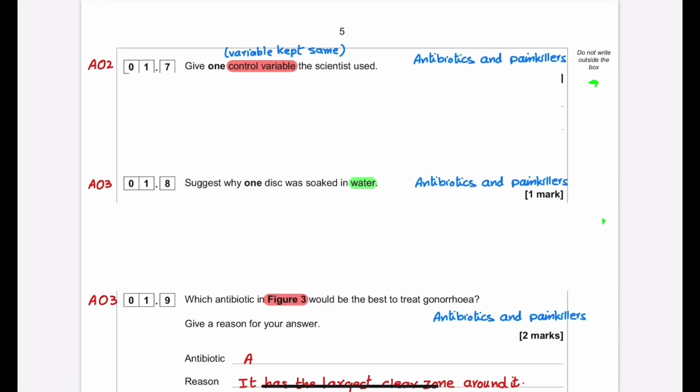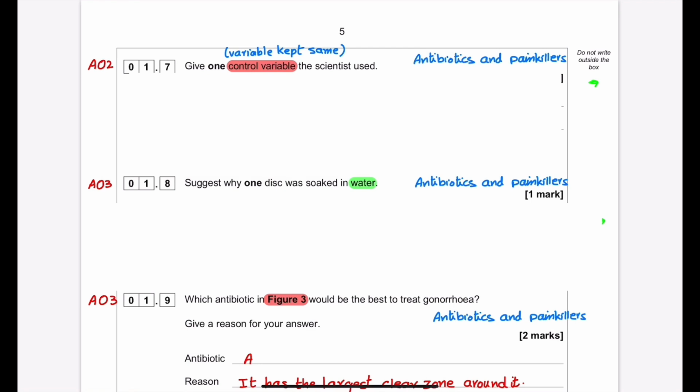Part number 7 is actually an AO2 question. The question is, give one control variable the scientists used. The question is from the antibiotics and the painkiller. The control variable means those variables which are kept constant during the investigation. The control variable which we can use is the size, shape, or the type of the paper disc which is used in this investigation.